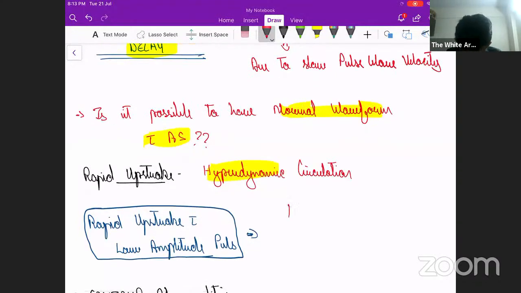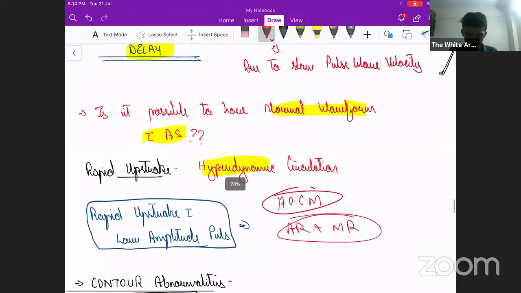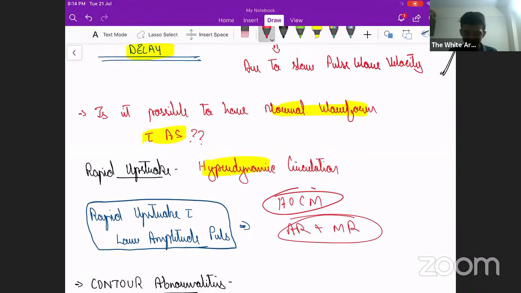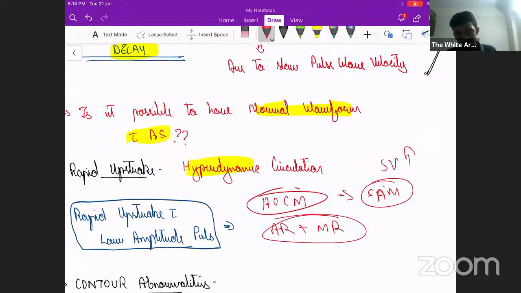Very good. It is in case of HOCM and in case of AR with MR. In these two, we expect a rapid upstroke along with a low amplitude pulse. Why a rapid upstroke? Because in both of these, stroke volume will be raised, so there will be a rapid upstroke. The low amplitude is because in HOCM there will be systolic anterior movement of the mitral valve, SAM. In its presence, in the mid-systole, you will expect a decrease in the amplitude.